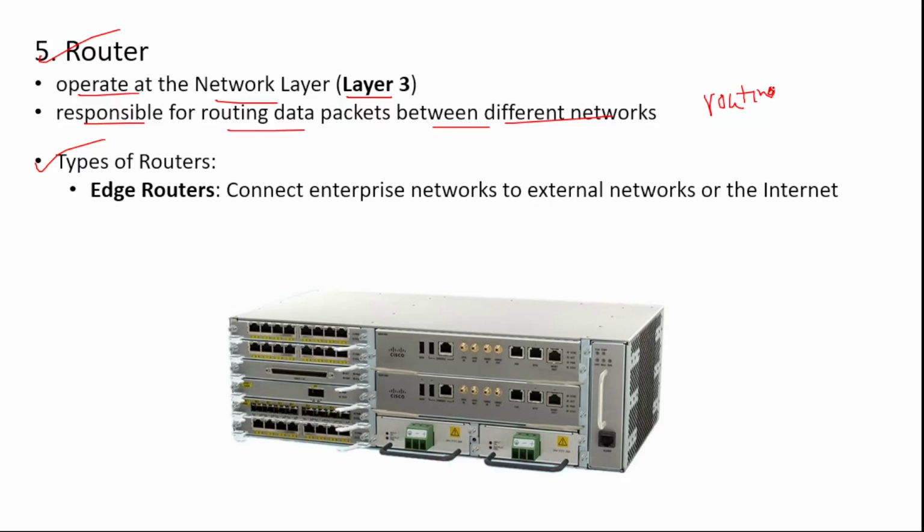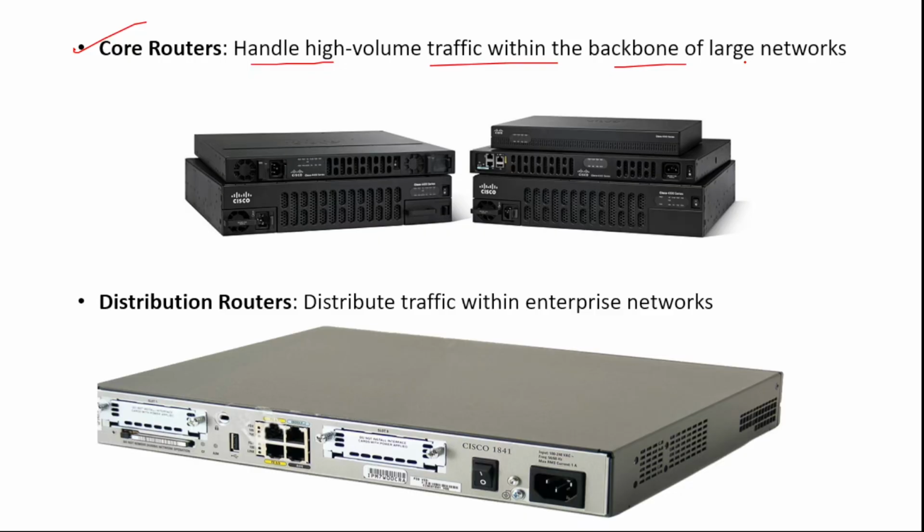So what are the types of routers? First is edge router. An edge router connects the enterprise network to an external network or the internet. Second is core router. A core router handles high volume traffic within the backbone of a large network.